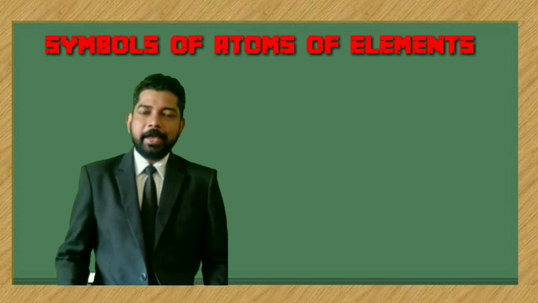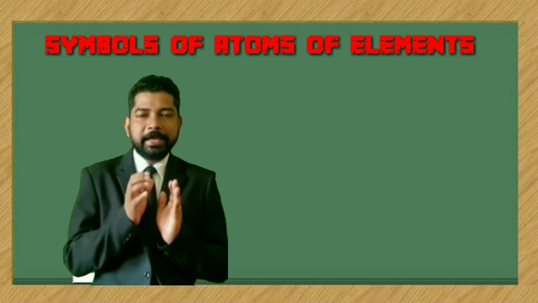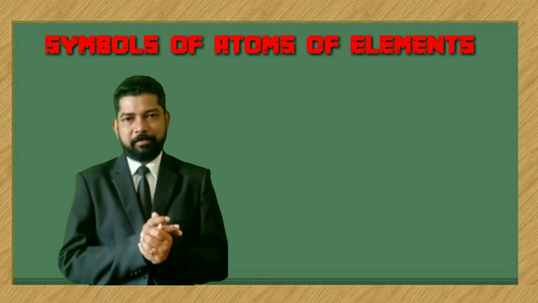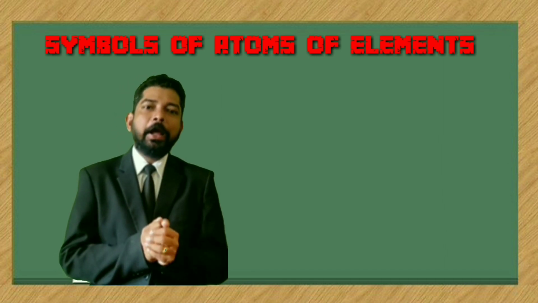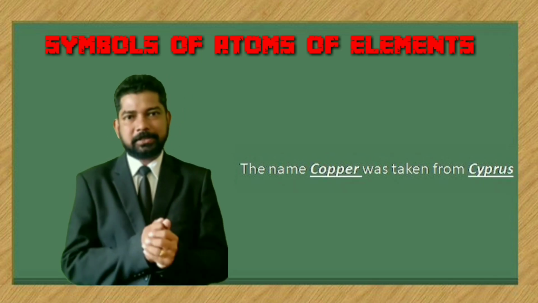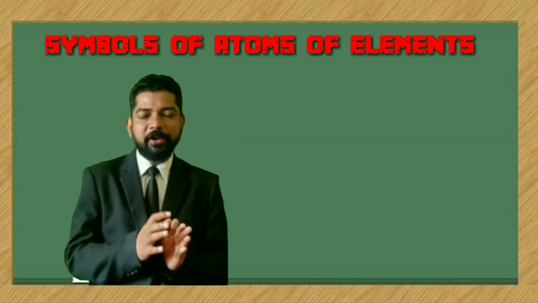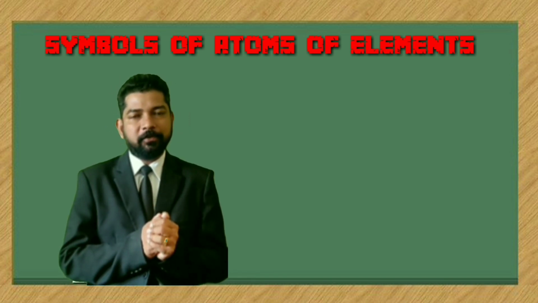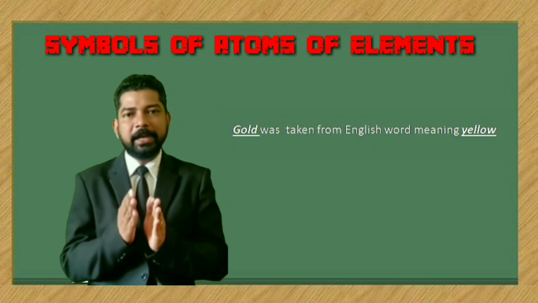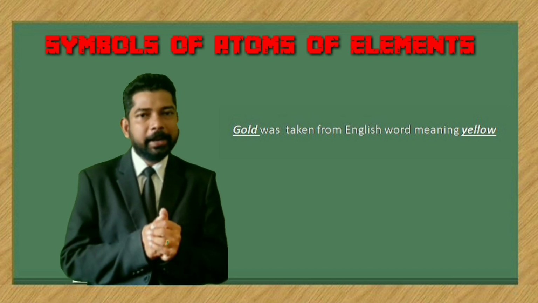In the beginning, names of the elements were derived from the name of the place from where the element was found for the first time. For example, the name copper is derived from Cyprus. And names of some elements were derived from specific colors. For example, the name gold is derived from the English word meaning yellow. We know gold is a yellow colored element.